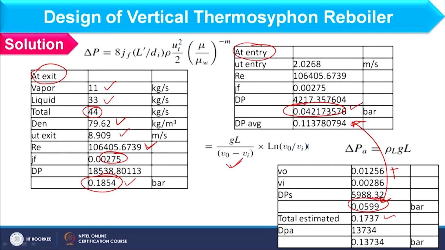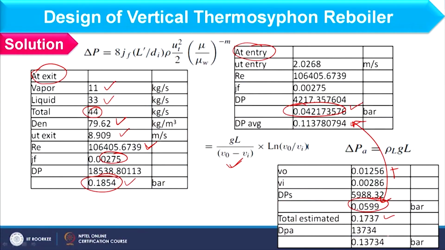And total available pressure drop in distillation column side is simply ρ_L g h_L, right. So, that we can obtain as 0.13734 bar. Okay. So, if you see, this value is again less than this value. So, in this case we can consider that pressure drop is not maintained. So, what we have to do? We have to reduce the flux.